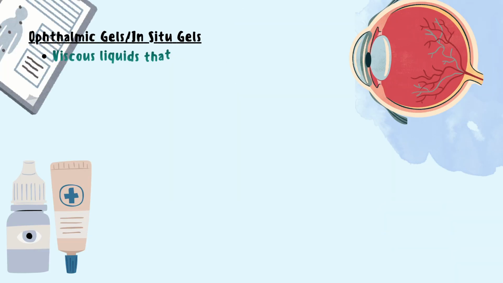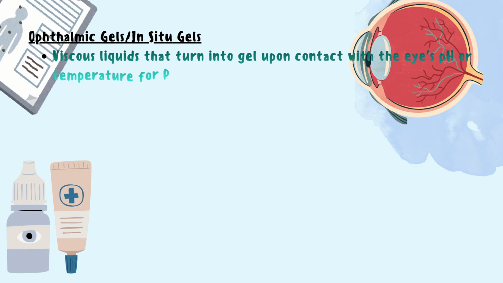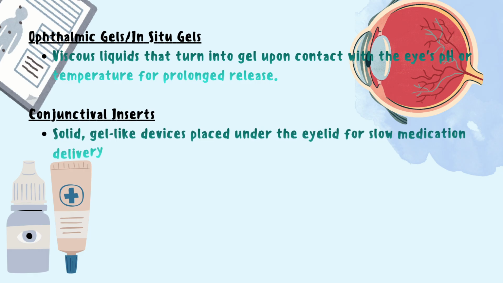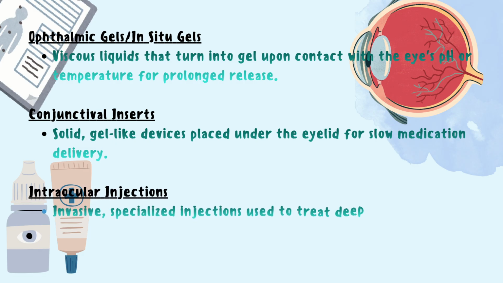Next, ophthalmic gel or in situ gel, which is a viscous liquid that turns into gel upon contact with the eye, by pH or temperature, for prolonged release. Next, conjunctival insert. This is a solid gel-like device placed under the eyelid for slow medication delivery. And the last one is intraocular injection, which is an invasive specialized injection used to treat deep eye conditions.